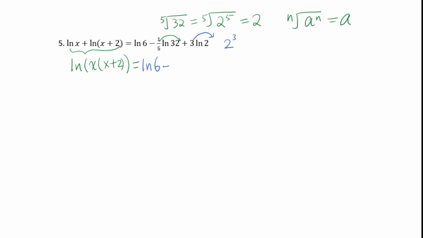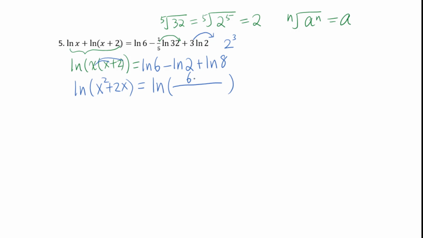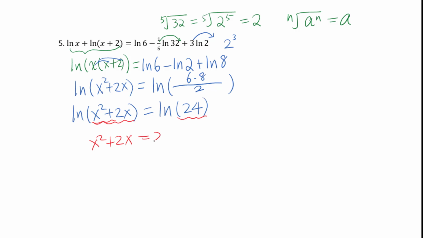Therefore, natural log of 6 minus natural log of 2 plus natural log of 8. This is a distributive property. Natural log of x squared plus 2x equals natural log, we have a division line, 6 times 8 over 2. So we have natural log of x squared plus 2x equals natural log of 24. The arguments equal each other. x squared plus 2x equals 24.